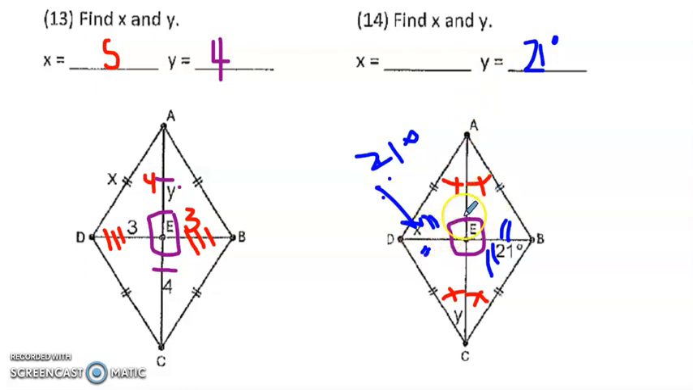Because we have a right triangle with a 21 degree angle and a right angle, and we're looking for the third angle, we just take 180, take away the 90 that we have at E and the 21 degree angle here at D, and we see what's left of the 180. That will tell me what y is. So y would be 69 degrees.